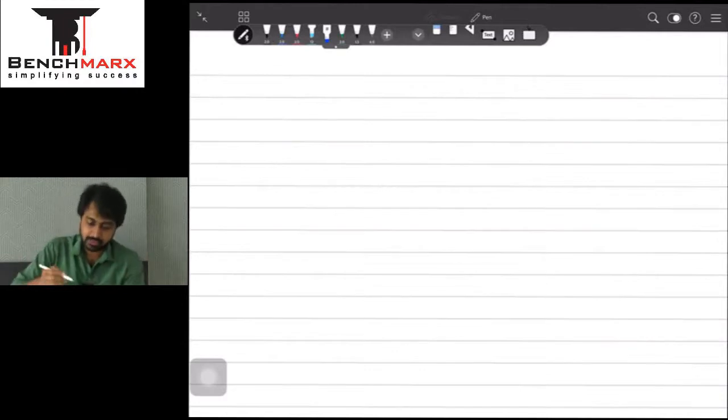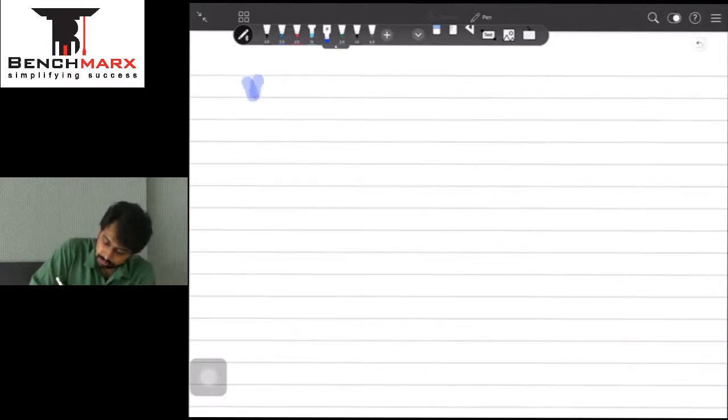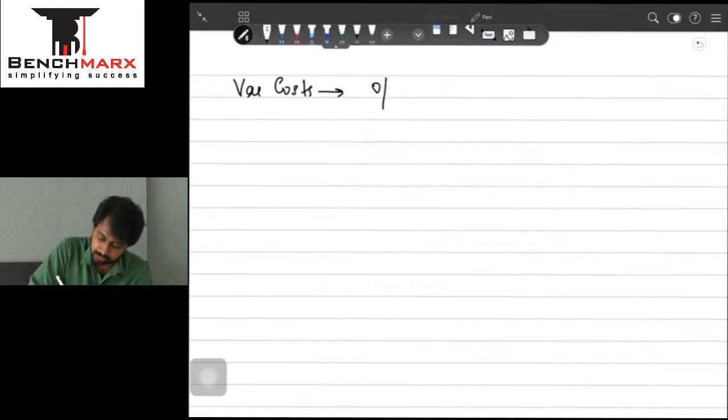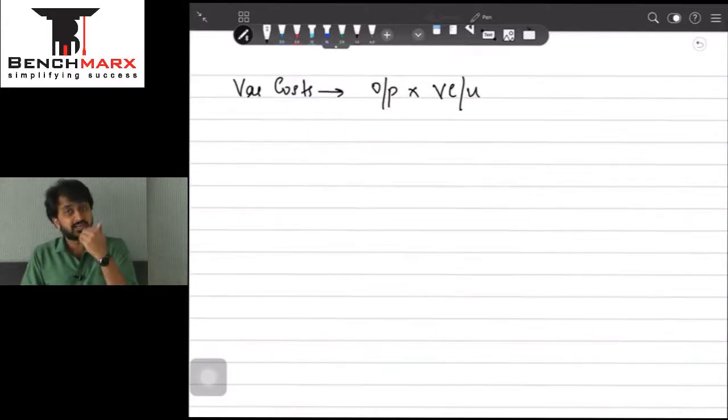Always remember, in case of variable costs, the output has to be multiplied by VC on a per unit basis to get the variable cost at a different level.